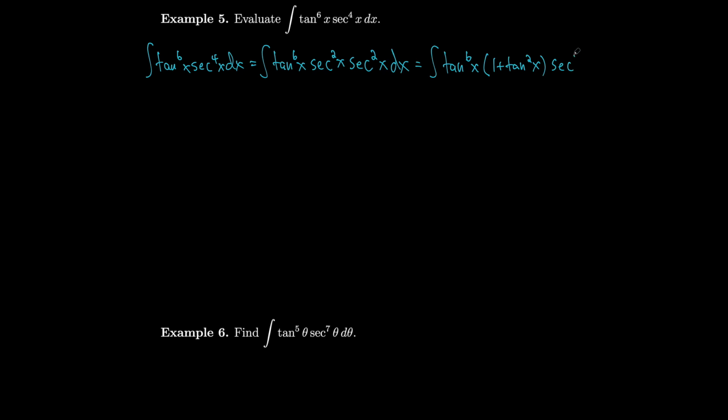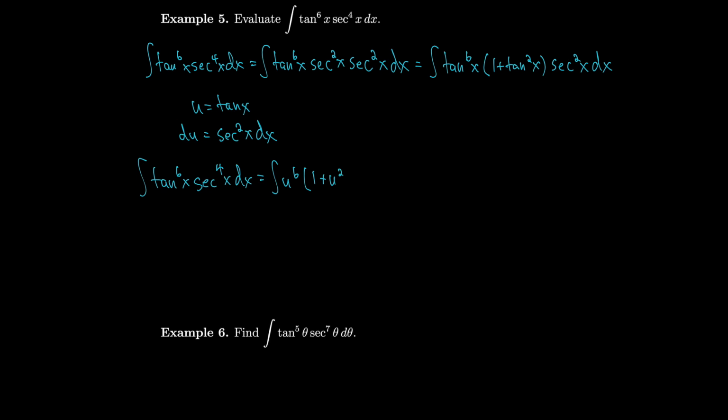And I keep the other one. So that secant squared x dx is what I can eliminate now by letting u equal tangent. Then the derivative is equal to secant squared. So our integral becomes pretty nice, actually, at least compared to how it was before. Polynomials are always nicer than anything else. So I get u to the 6th times 1 plus u squared, and then secant squared is just du.